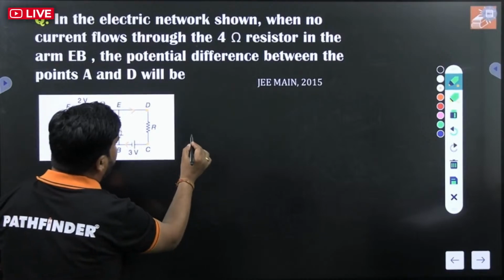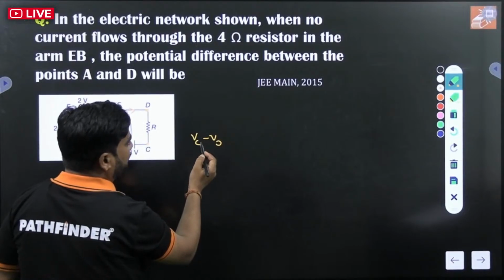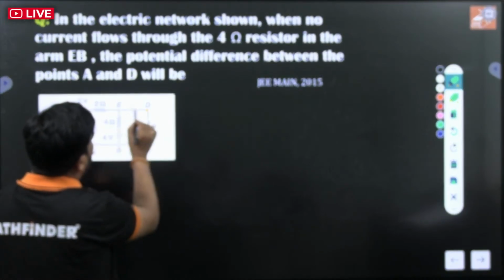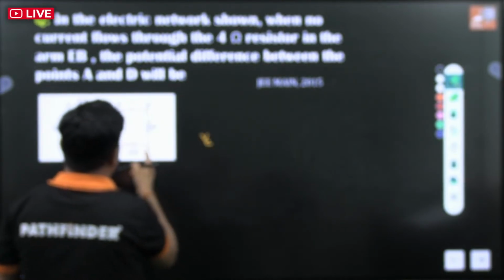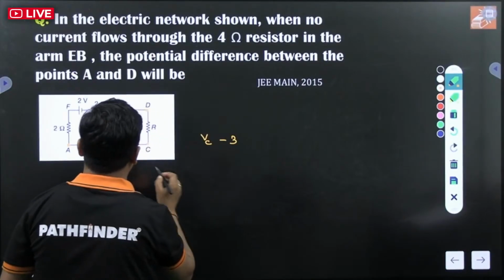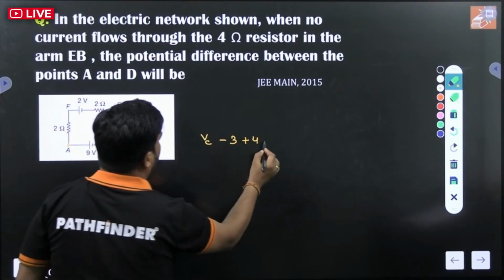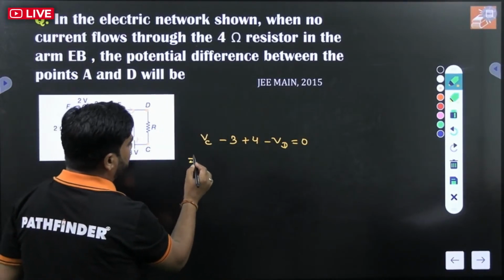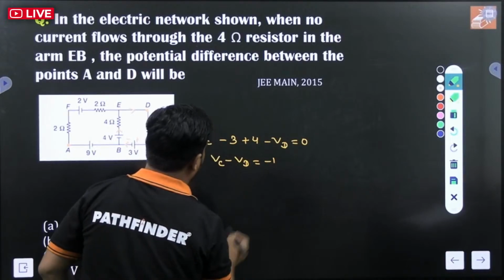So can we calculate VC minus VD? Or you can write it like this. Use the KVL in this from C to D. VC, okay, it is positive. It is going from positive terminal towards negative terminal, so it will be negative. So minus 3. Then again it is plus 4. No current is flowing across here. Minus VD, that is equal to 0. I am using KVL here. So यहाँ से KVL use करने के बाद क्या मिलेगा? VC minus VD, that is equal to minus 1.